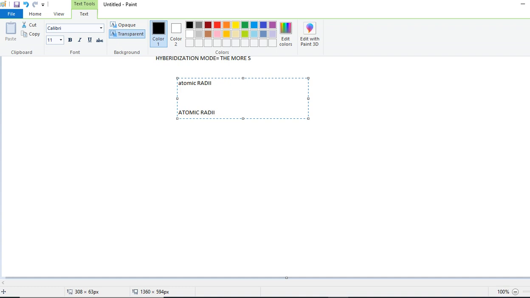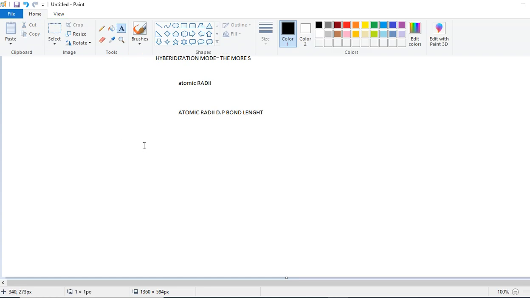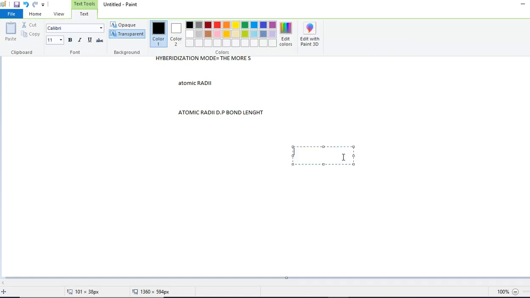is directly proportional to bond length. The more the atomic radii, the more the bond length. Right? We can demonstrate this as well. Here I'm writing 4th group, and here I'm writing 5th group. First of all, the 4th group.